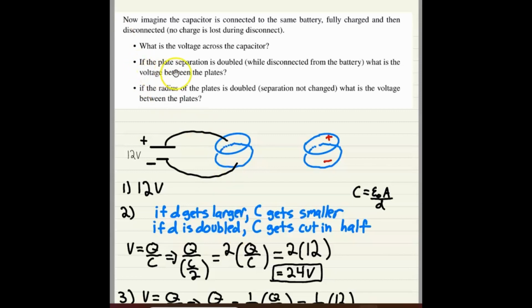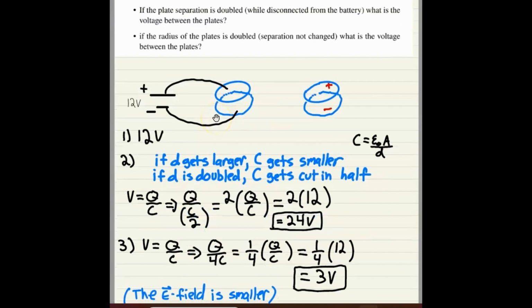Part 2 says if the plate separation is doubled, and it's still disconnected from the battery, what is the voltage between the plates? So now you have these two isolated plates, they're charged, and you just have to imagine that you double the distance. Somehow you double the distance and you don't discharge them. Now, what is the voltage between the plates?